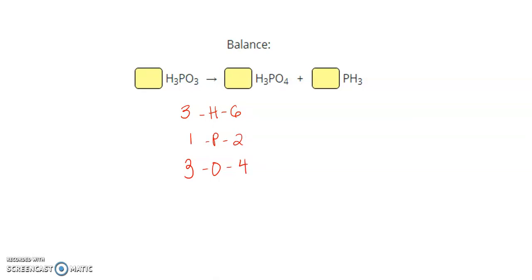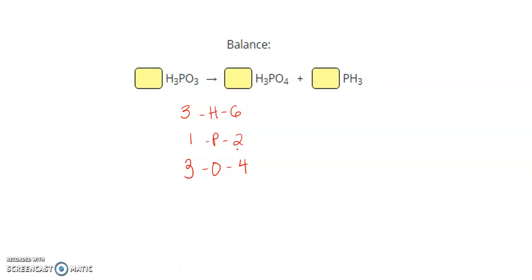I'm going to start balancing. I'm going to save hydrogen and oxygen for the end. Now in this case, it actually might be easier to start with oxygen because it's the only element that's not split across 2 compounds. But to show you the process of trial and error, I'm going to start with phosphorus.